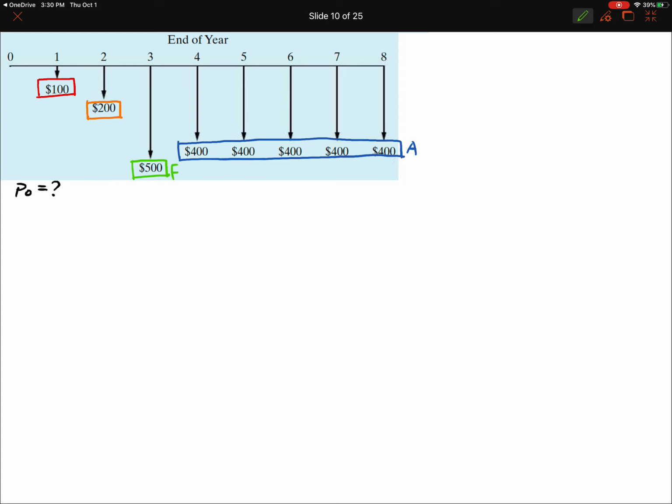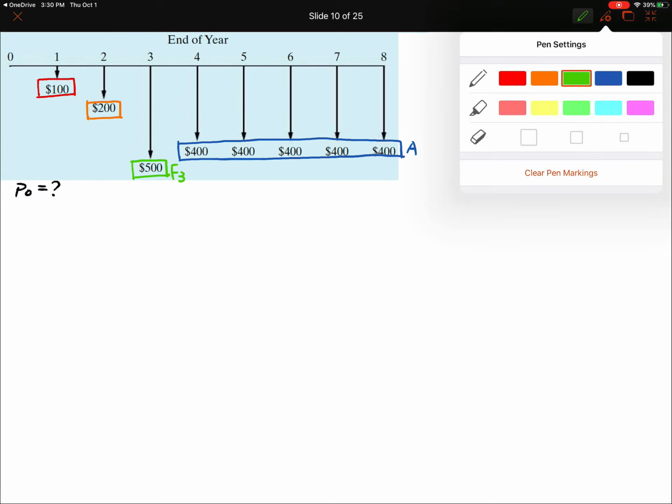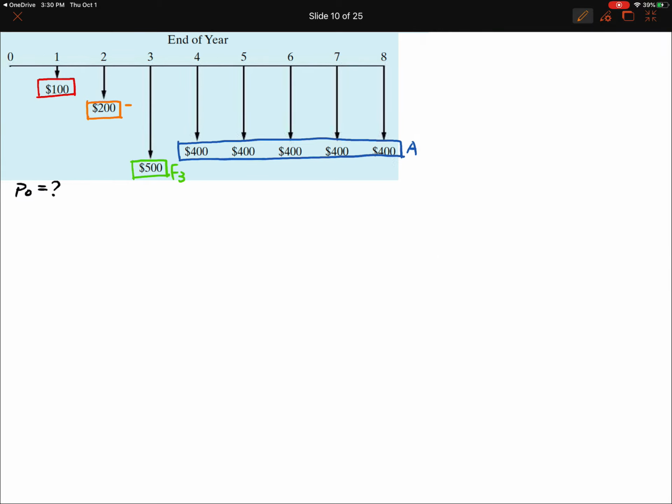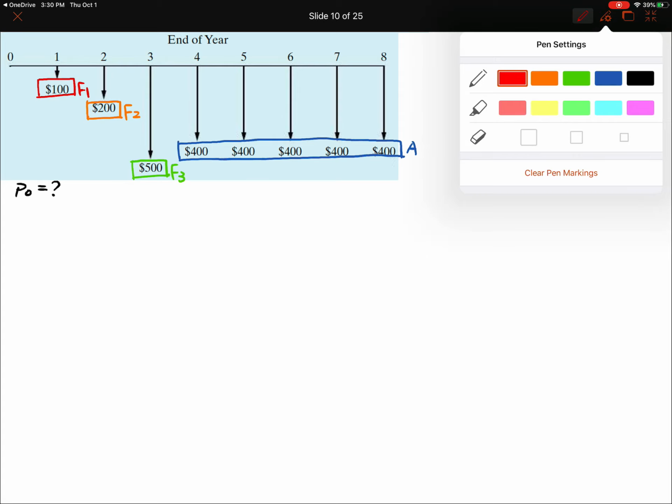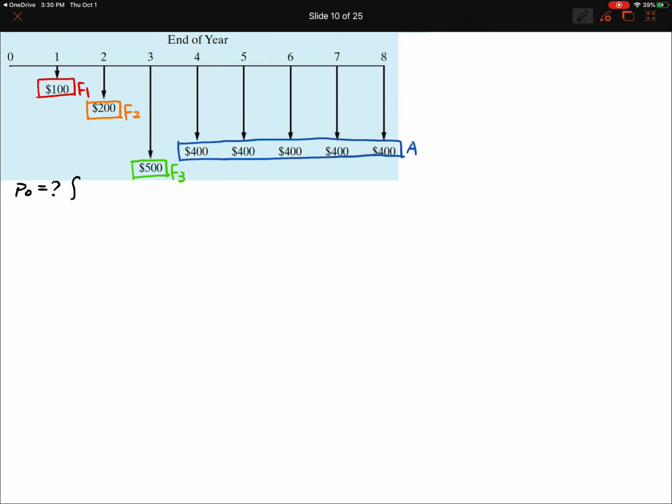Okay, so this is annuity. This is some future value. You can label it as F3 because it's happening at the end of year 3. Just to make clear for yourself. And this is F2. And this is F1. Okay? So now you have how many parts? 4 parts. So same thing. You want to just write it down. So P01.